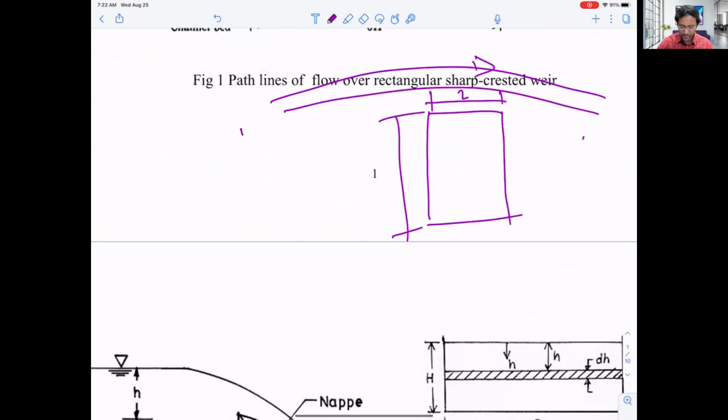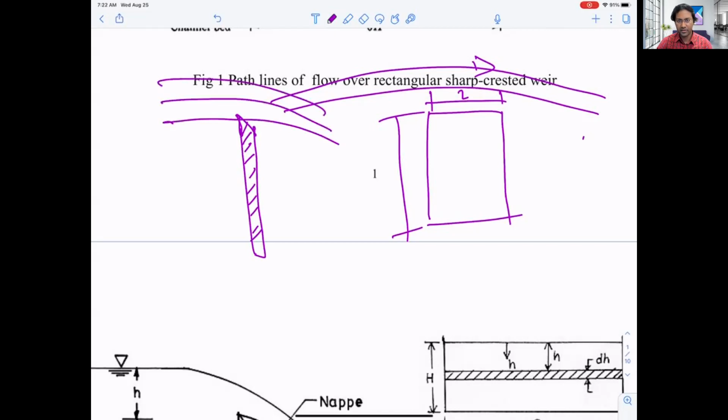But if we use a metal sheet like this, very thin, and we make it sharp like we do for today, then it is called a sharp-crested weir. Broad-crested and sharp-crested.